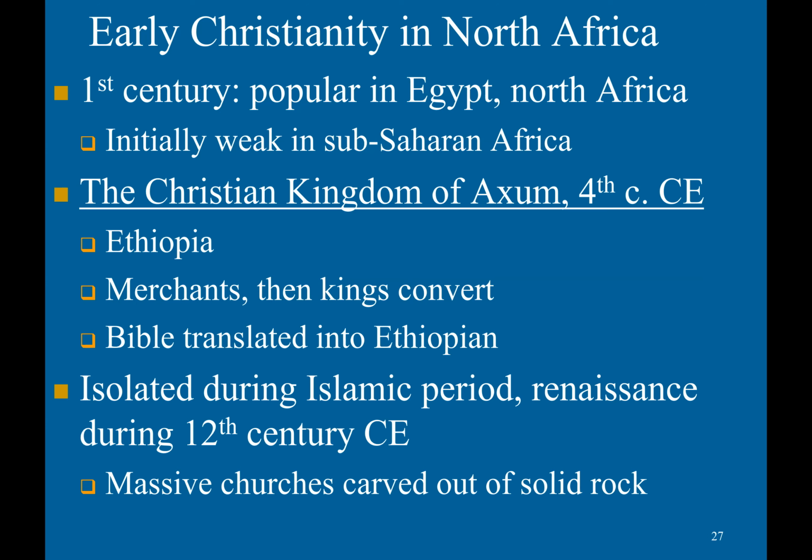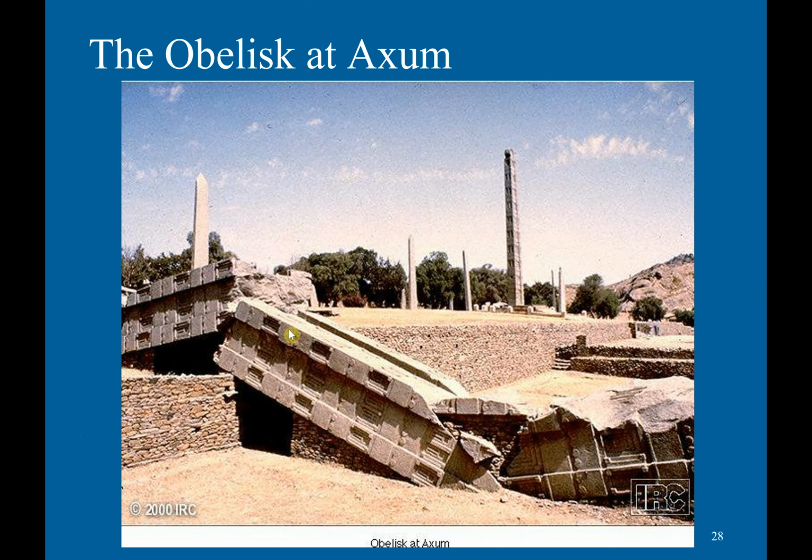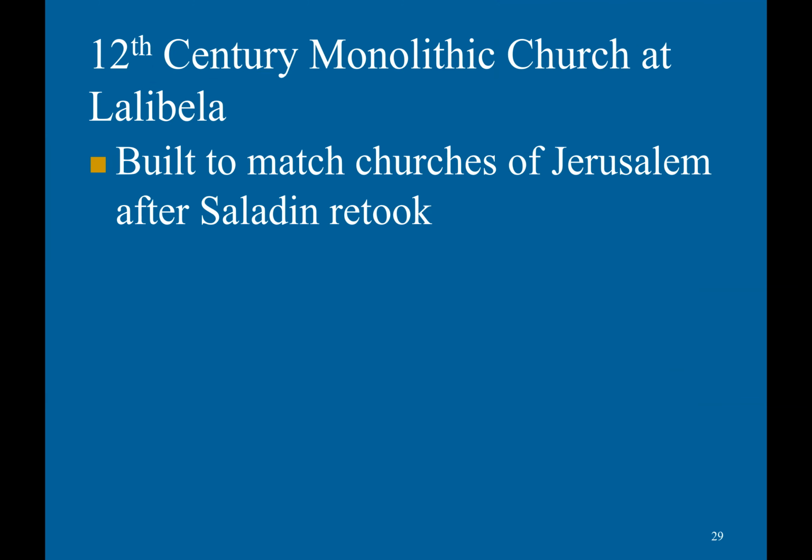This renaissance would feature massive churches being carved out of solid rock. And this is a picture of some obelisks at Axum, this one having collapsed during its construction. In the 12th century, the monolithic church at Lalibela was an example of these churches. It was built to match the churches of Jerusalem after Saladin retook it.